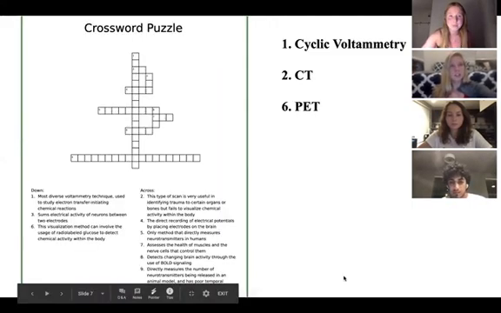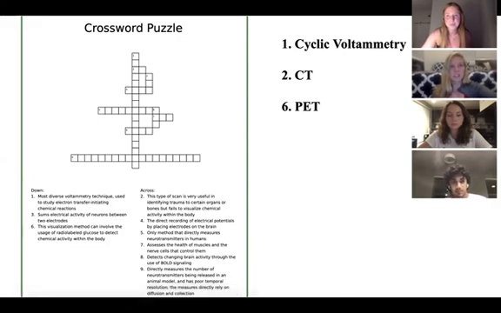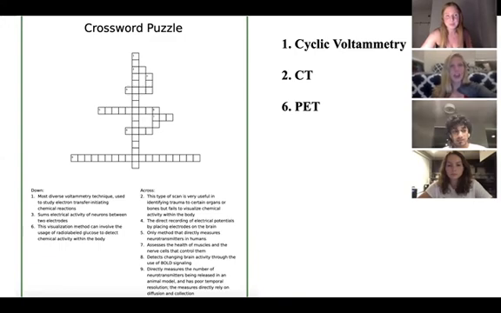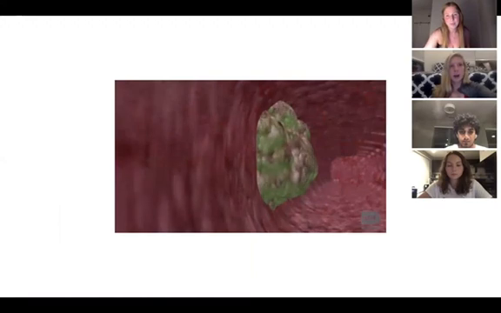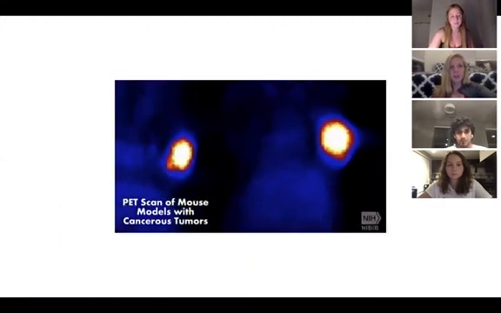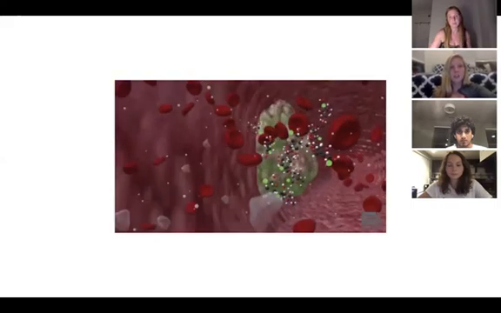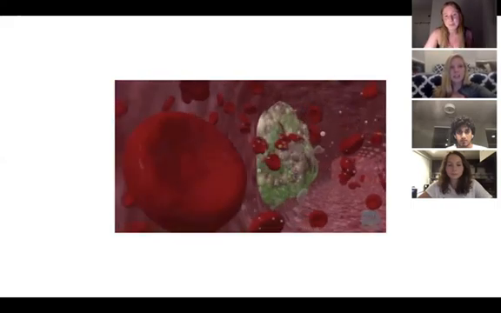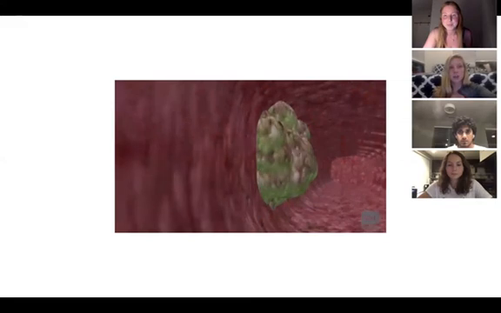Which visualization method can involve the use of radiolabeled glucose to detect chemical activity within the body? Is it an ECOG scan? Actually, it is a PET scan. Positron emission tomography is a way of visualizing chemical activity within the body and involves using radioactive tracers. These tracers pool in areas of high activity within the body and are displayed with bright colors on the scan output.